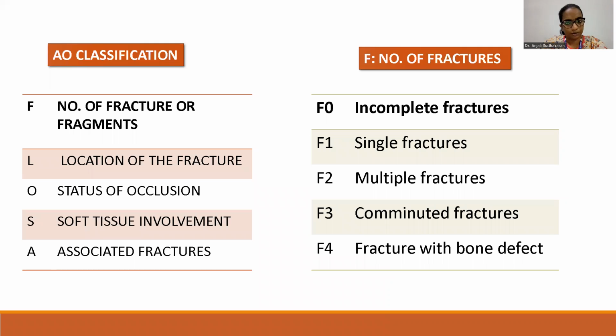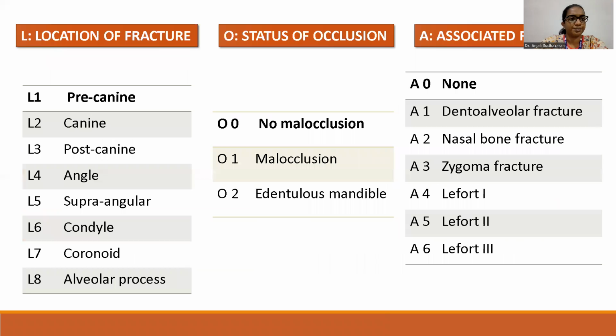Now, according to AO, there are different kinds of classification, and this is what decides our treatment plan. F represents the number of fracture fragments. L is the location of the fracture. O is the status of the occlusion after the fracture. S is soft tissue involvement, and A is associated fractures. Coming to F for the number of fractures, F0 is incomplete fractures. F1 is single fractures. F2 is multiple fractures, and F3 is comminuted fractures. F4 is fracture with a bony defect.